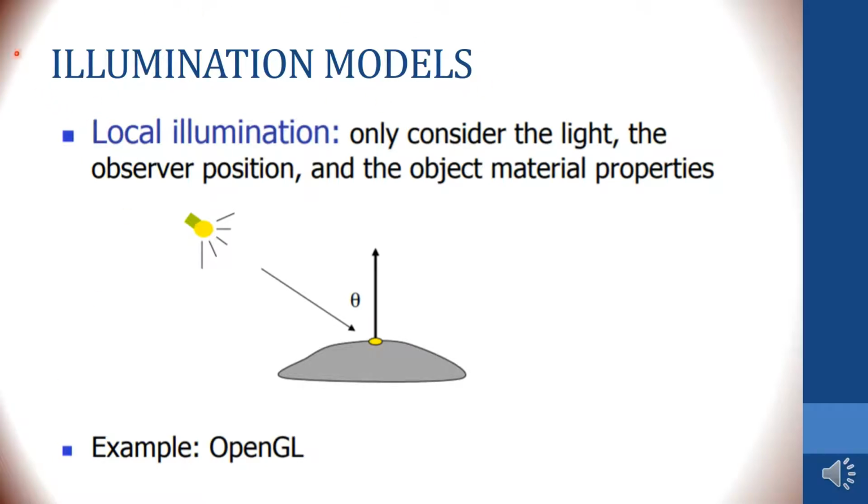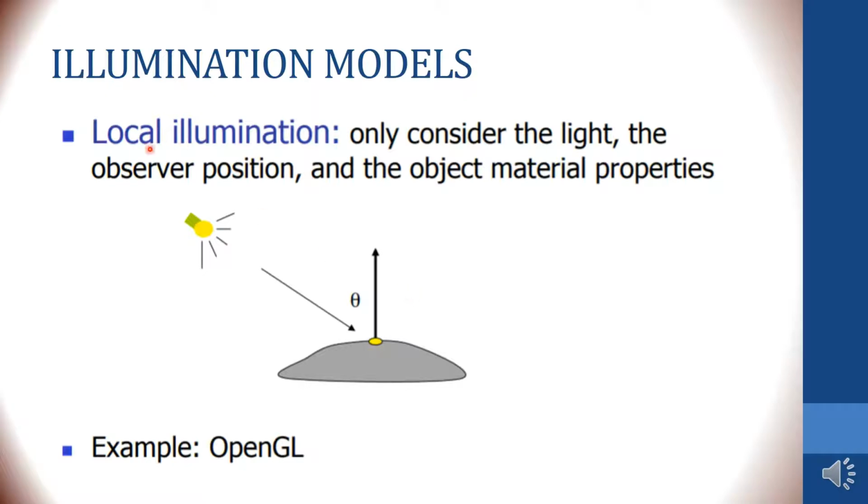Illumination models can be divided into two types. First is local illumination, and the second type is global illumination. So let's find out what local illumination is first. Local illumination is the type of illumination that does not track interreflection. It's only one bounce, and it is not going to reflect to other surfaces.